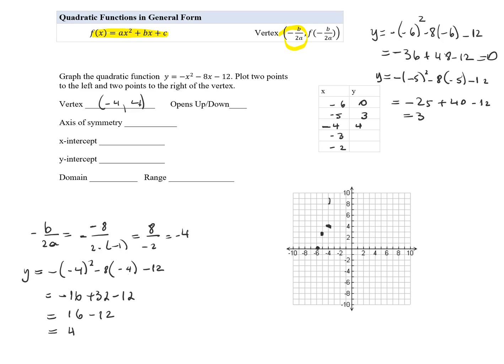The axis of symmetry is the line that goes right through the middle of the parabola. That's the axis of symmetry. So I can go ahead and read the axis of symmetry as the line x equals negative 4. The axis of symmetry is always the x-coordinate of the vertex, this number.